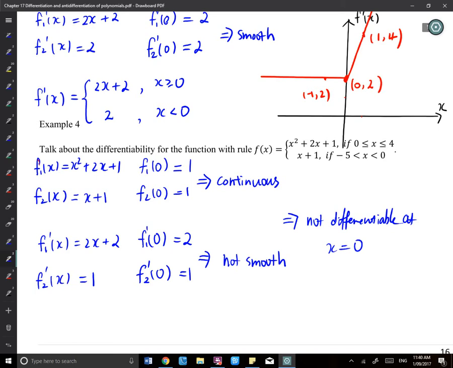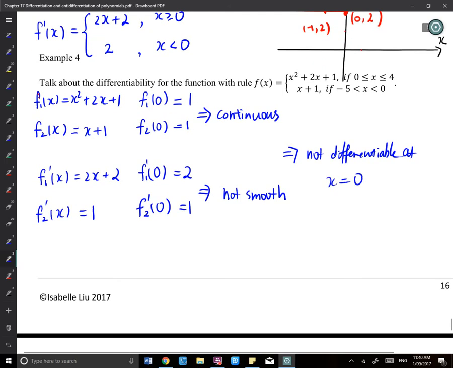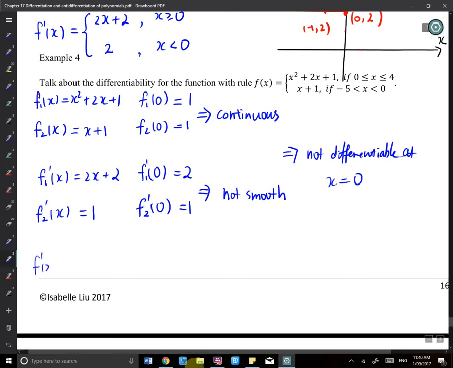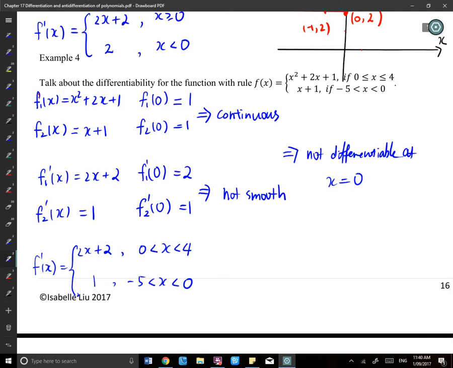And then I will say f'(x) equals 2x plus 2. The derivative domain is 0 to 4 exclusive, and negative 5 to 0 exclusive, because I can't have a derivative at 0 or at those 2 endpoints. So it's exclusive at all of those points.